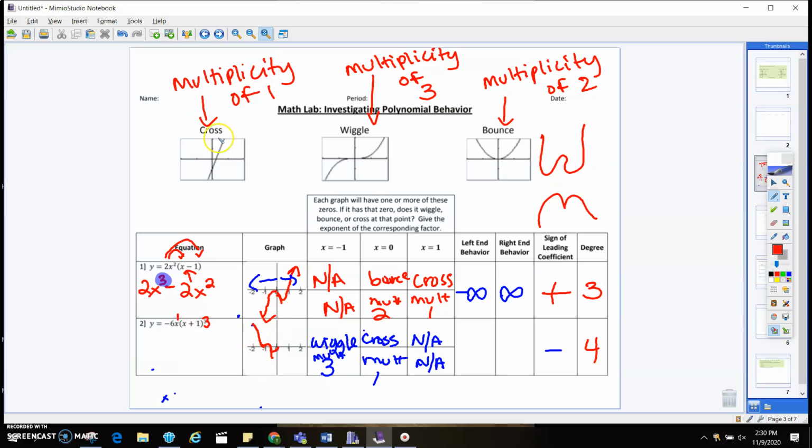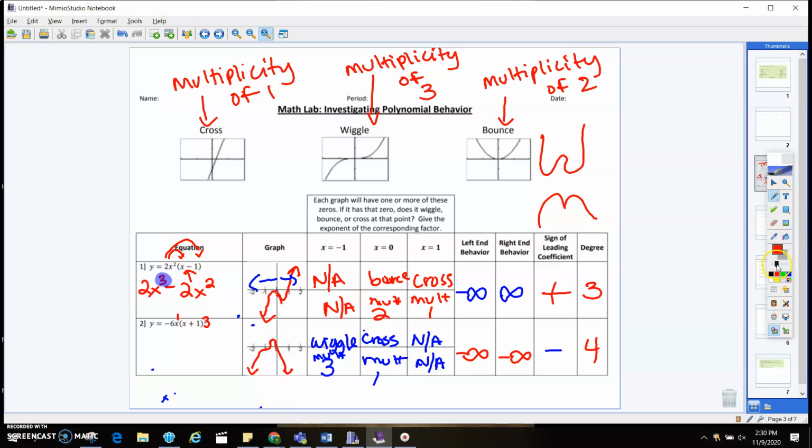But, I'm sorry. Let me go back. So we're going to start down here. We're going to wiggle. And then we're going to cross 0. So again, rough sketch. Obviously rough sketch. But we're just going to go with it. Okay, so we would have a left end behavior at -infinity. And we'd also have a right end behavior at -infinity.